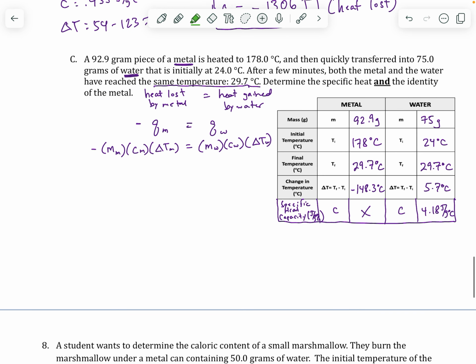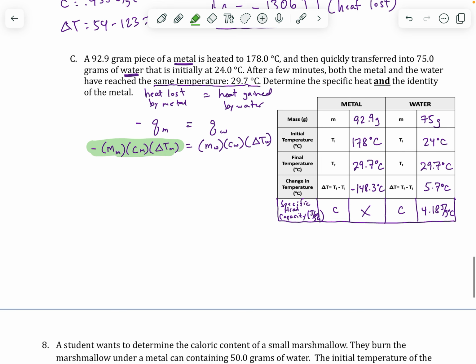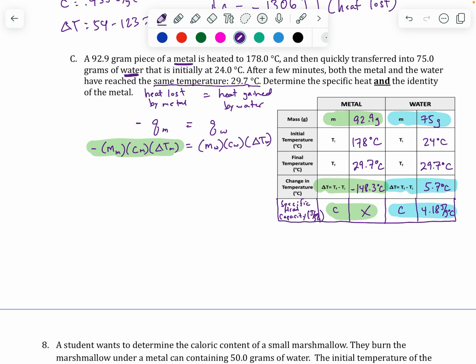Now, where do I plug everything in? Well, on my metal side, let's say my metal side is all of my green highlighted. I know I need the mass, I need the specific heat, and I need the change in temperature. Those are what I'm going to plug in on that side. For the water, I'm going to do the same thing, have MC delta T for the water, and plug my values in. Remember, the initial and finals are just so that we can get those changes in temperature of each substance. And then I am going to highlight that there as well.